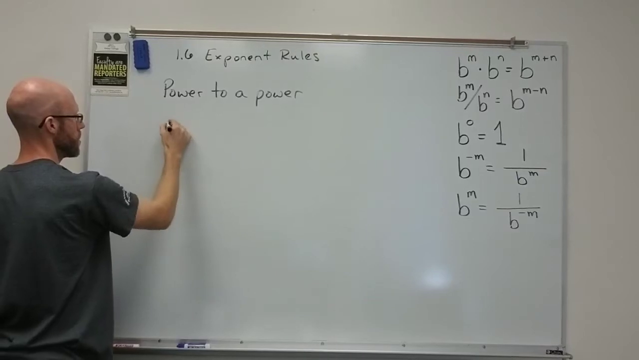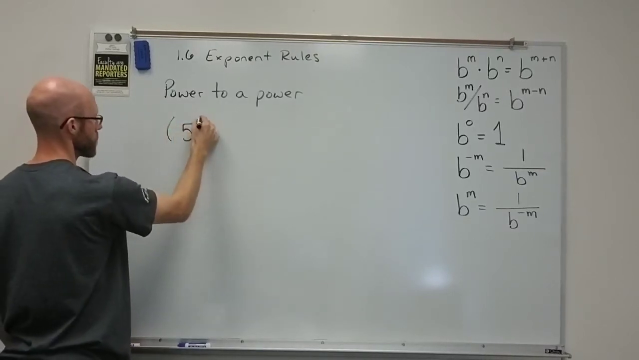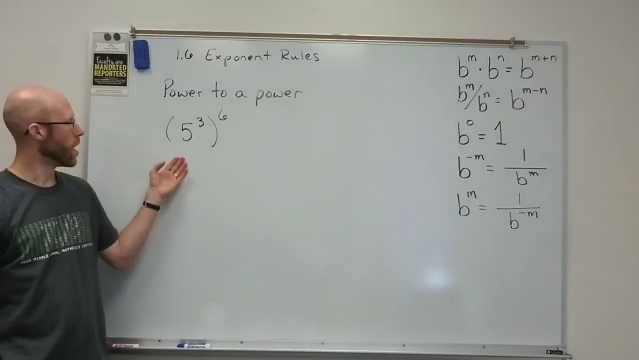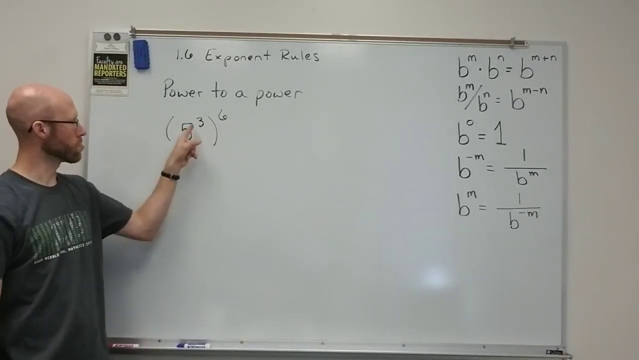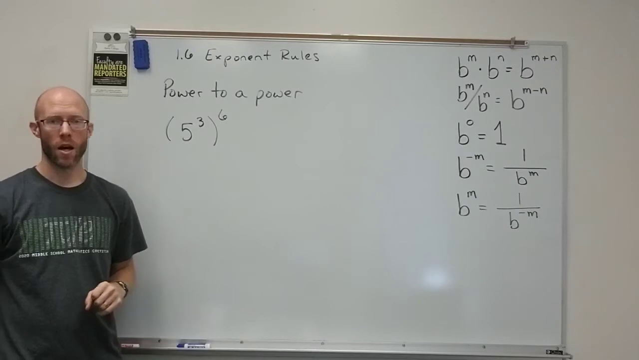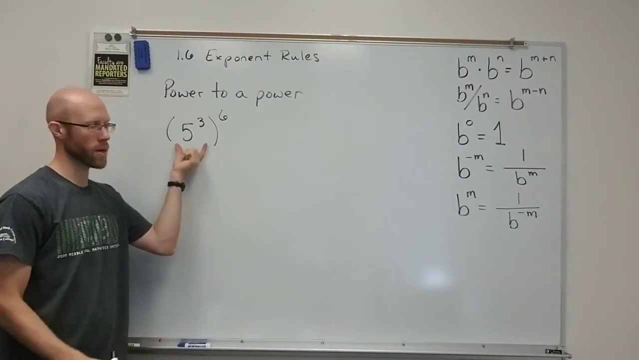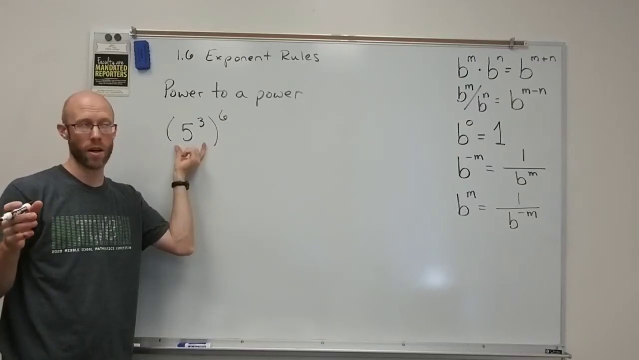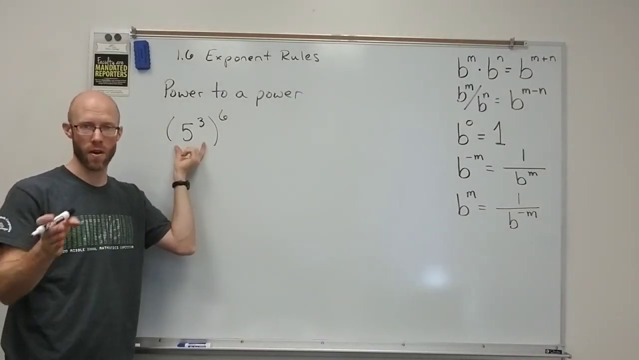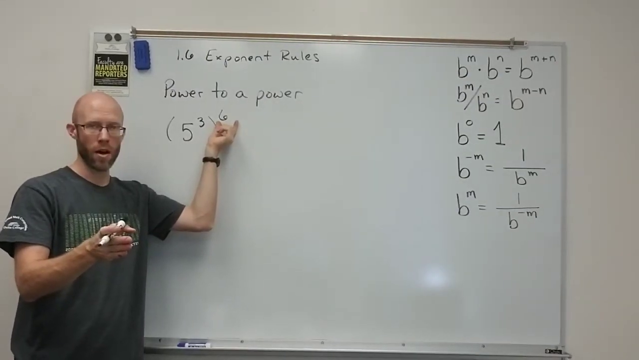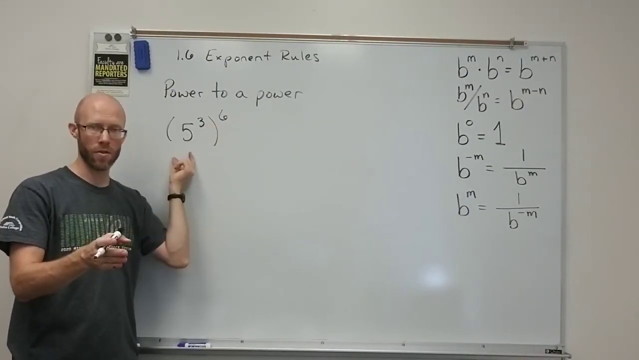So if I had something like 5 to the 3rd raised to the 6th, again, here's a power raised to a power. I can again think about expanding these out. So in the parentheses, I have 3 5s. I have 5 times 5 times 5. And then when I raise that to the 6th power, I have 6 copies of those 3 5s.